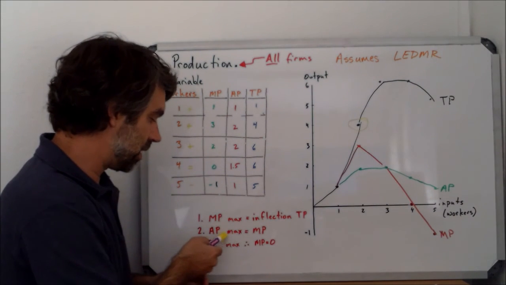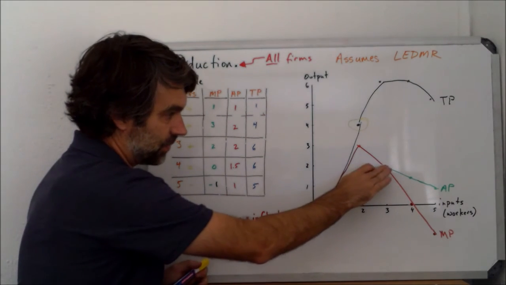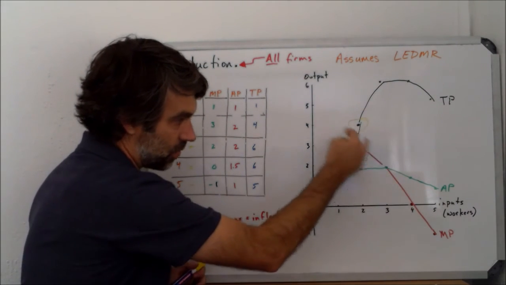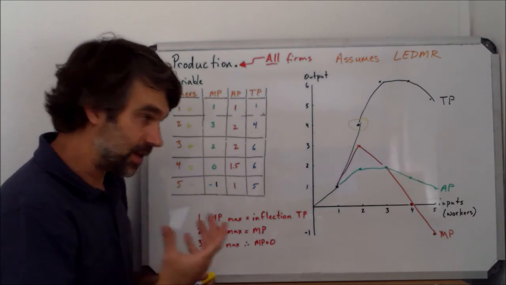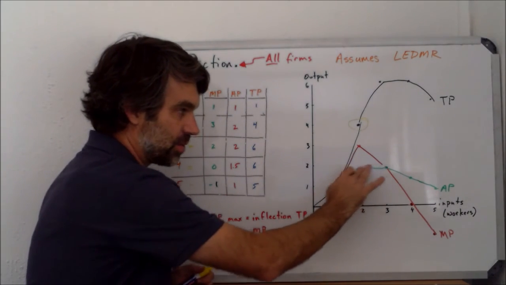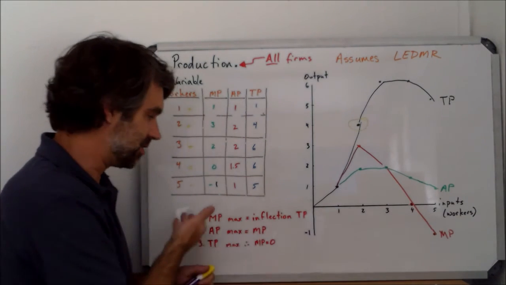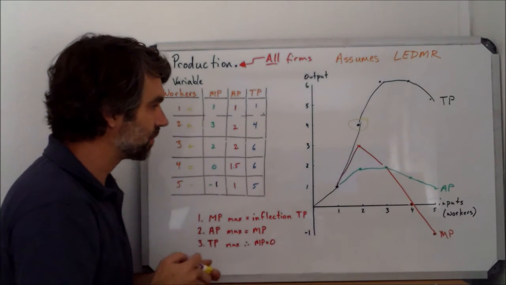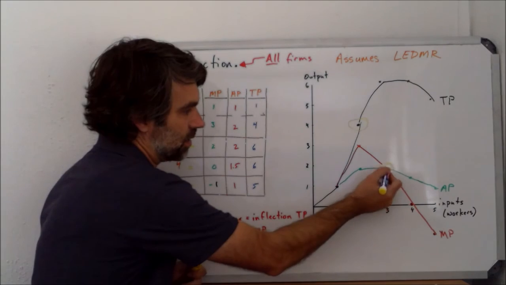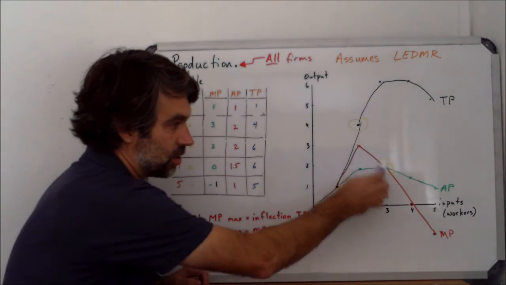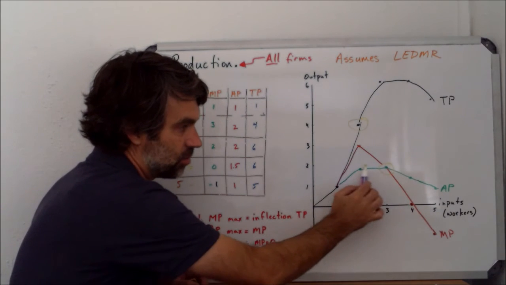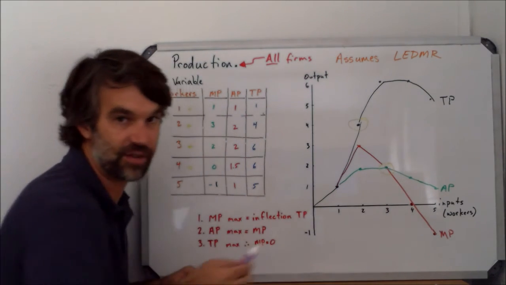The maximum point of average product here is always going to be intersected by marginal product. Sometimes, again, here we have 2 that are the maximum point. That doesn't matter. This is still a true statement. So this is the second point that you should always make sure you draw correctly: that marginal product is coming through the maximum point of average product.